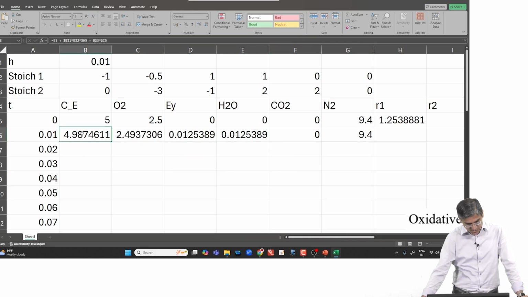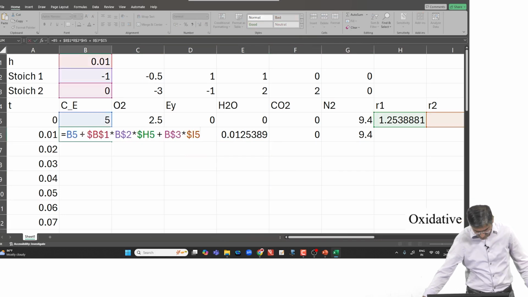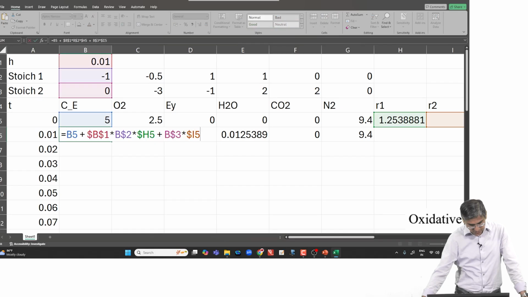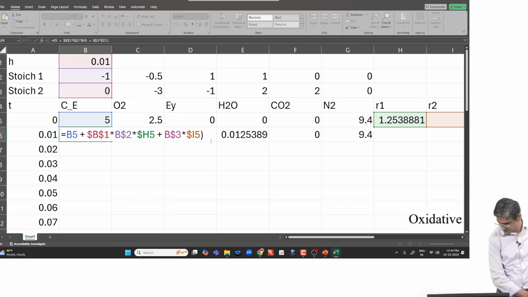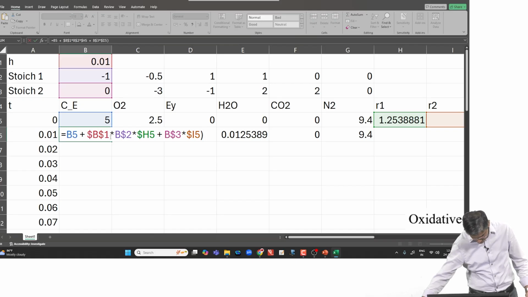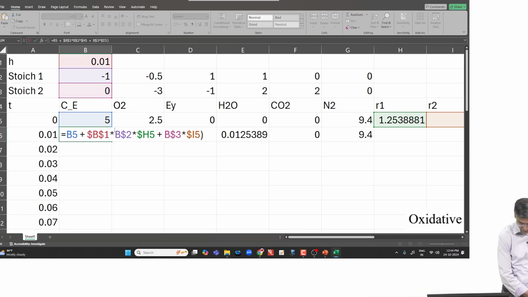So, let us look at this. This is nothing but the previous value of this plus h multiplied by this. There is a problem, I did not put brackets. Put the brackets over here.